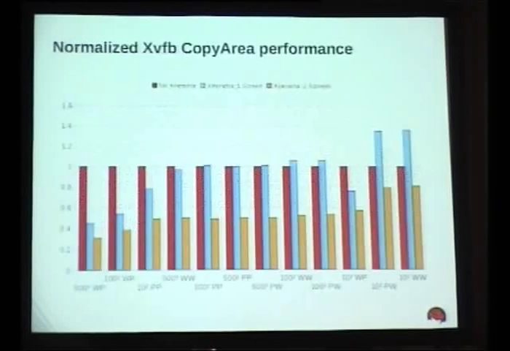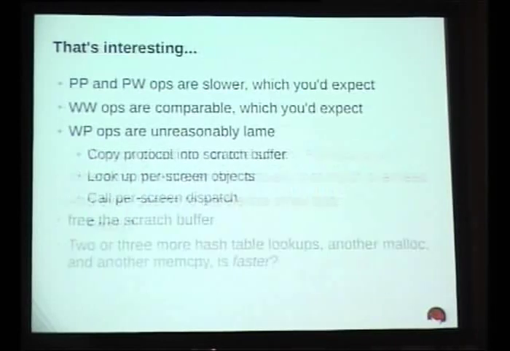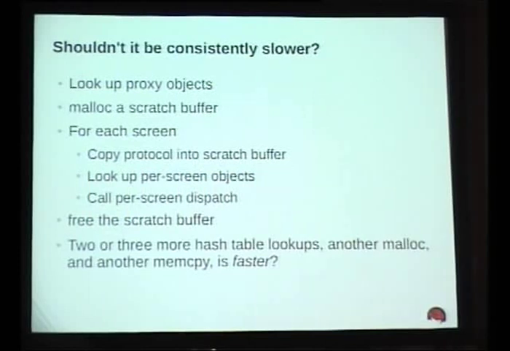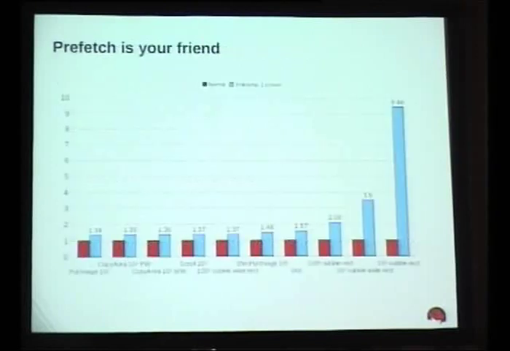For a lot of the rendering ops in the middle, it's basically the same, and some things it actually makes faster. So why is that? I'm looking up proxy objects, at least another two hash table lookups on every request. I allocate a scratch buffer because each screen rec is allowed to mangle the request buffer as it comes in. I copy the protocol into that, look up the per-screen objects, call the per-screen dispatch, and then free the scratch buffer at the end. Who wants to guess why this is faster? Anyone? No? All right.